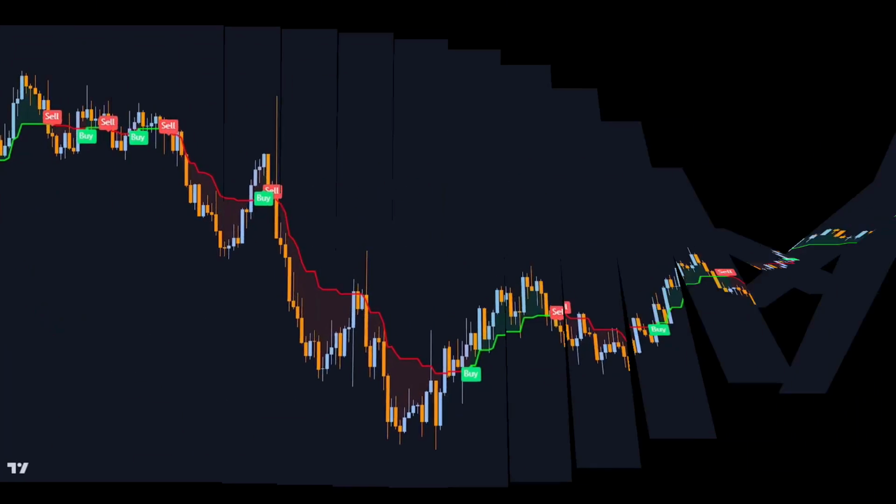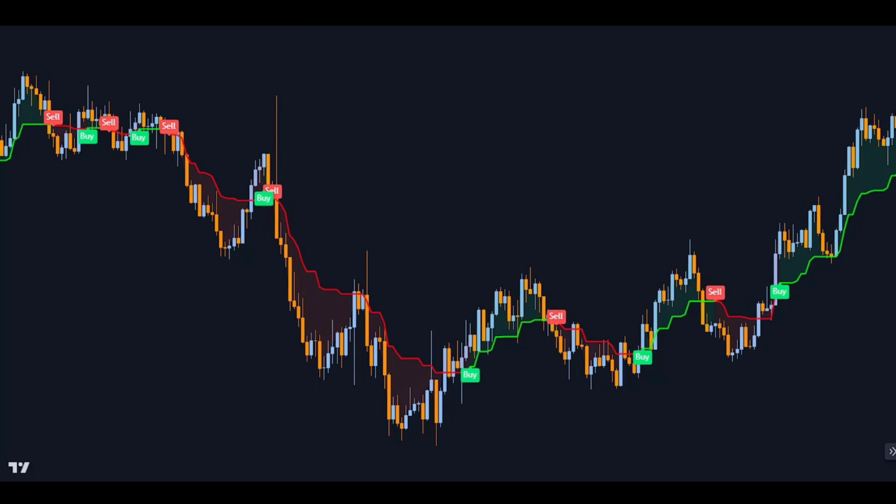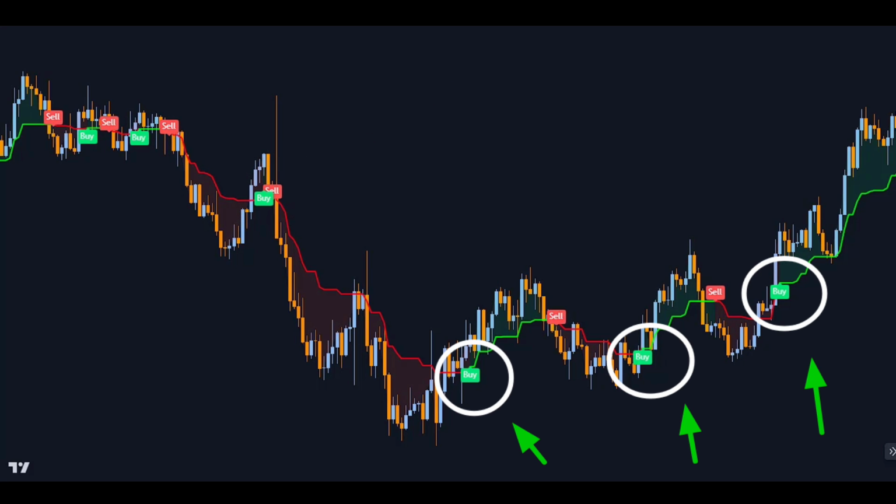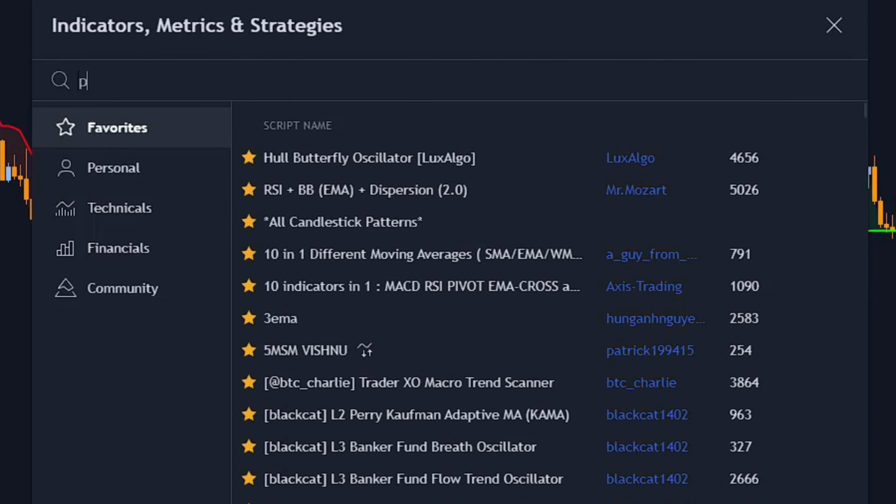Perfect. Now let's talk about how to interpret this indicator. Essentially, if the market breaks through the lower bound of the channel, we consider it bearish. Conversely, if it breaks upwards, we see it as bullish. But wait, we're not stopping there.